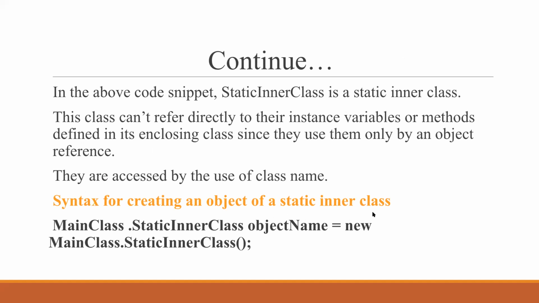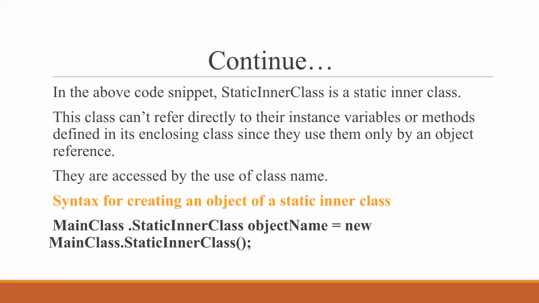Syntax for creating an object of a static inner class. We use the class name of the static inner class to create the object. Here it's just one line. You have the outer class, then dot the static inner class, then the object name, which is equal to new, the main class, then dot static inner class. That's basically how you create an object. It's as simple as this.